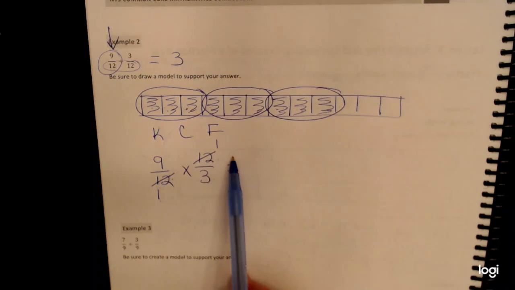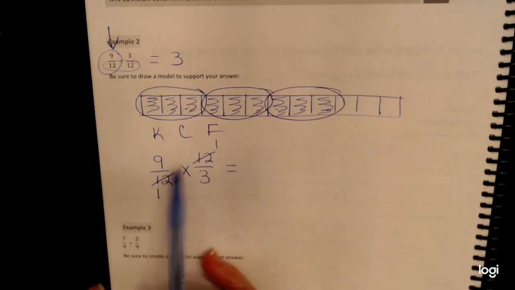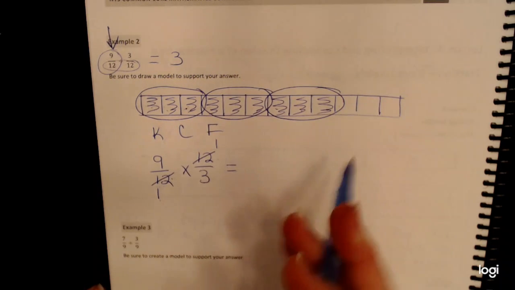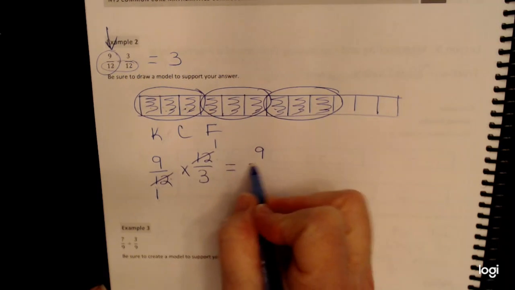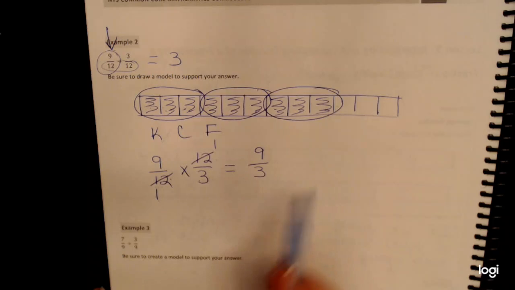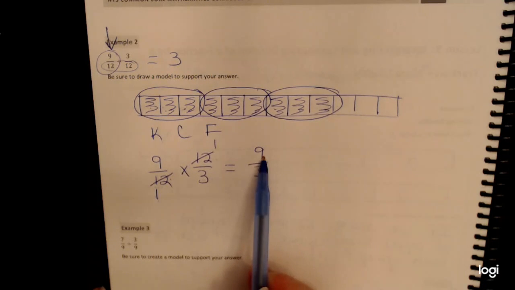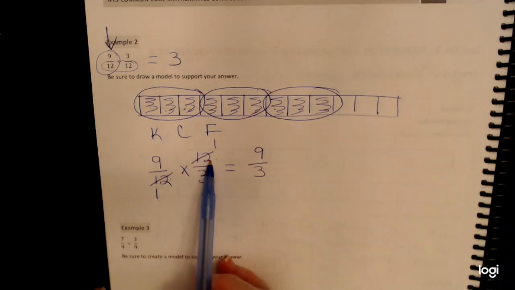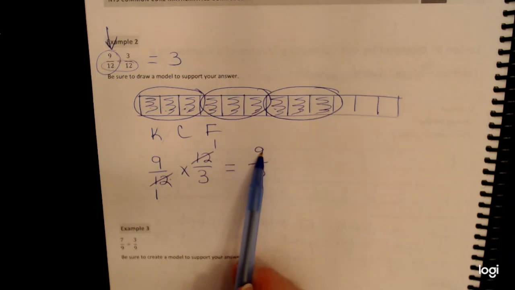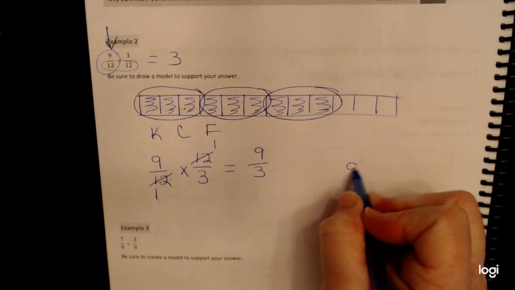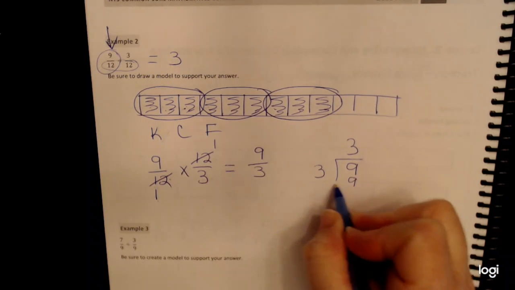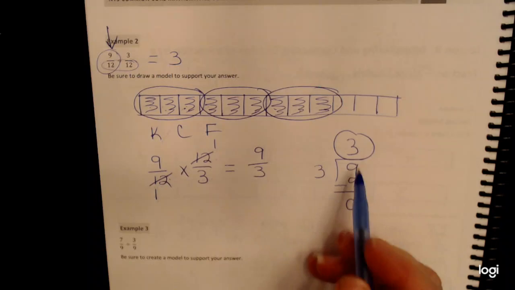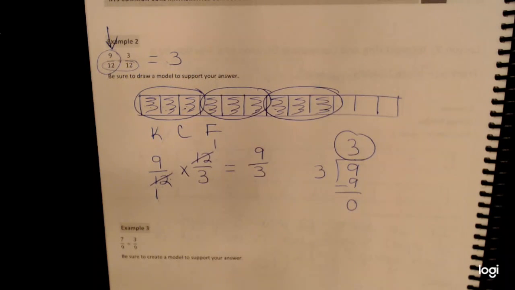Now we've reduced the problem to make it a little simpler to where we can say 9 times 1 is 9, and 1 times 3 is 3. I still have a top-heavy fraction, but it's not as large of a number as it would have been if I had left 12. 9 divided by 3. Most of us know that problem in our head. 9 divided by 3 is 3. And if you notice, I have the same answer that I received in my model. Okay?